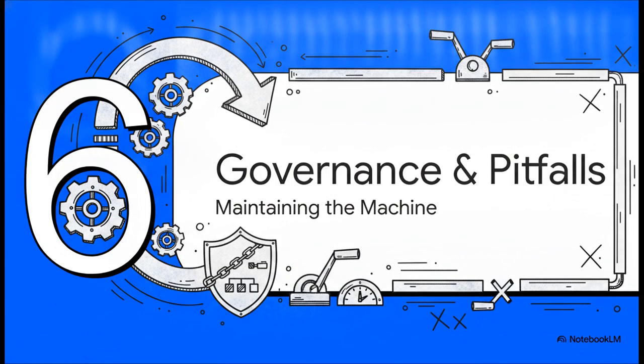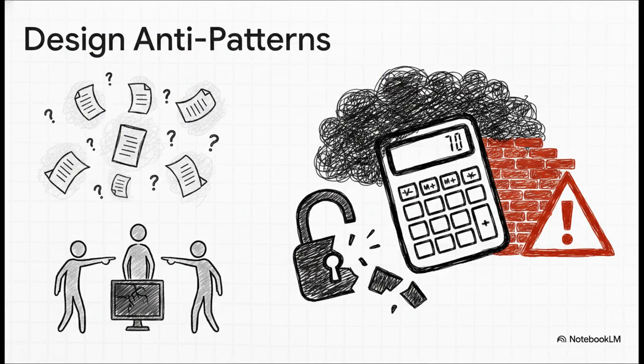And that leads us to our final part, Section 6, Governance and Pitfalls, Maintaining the Machine. You see, creating a brilliant master record is really only half the battle. It requires rigorous governance to survive across its entire life cycle. You definitely want to avoid these toxic design anti-patterns. First, uncontrolled master data, where no one is quite sure which version is actually current. Then, there's a lack of clear ownership, where everyone just happily assumes someone else is maintaining the system.